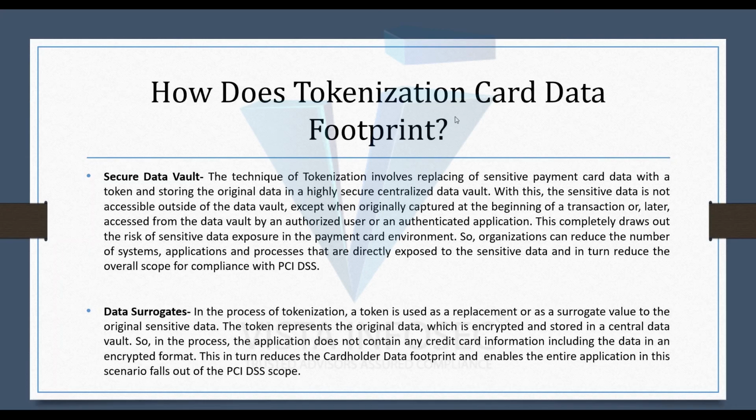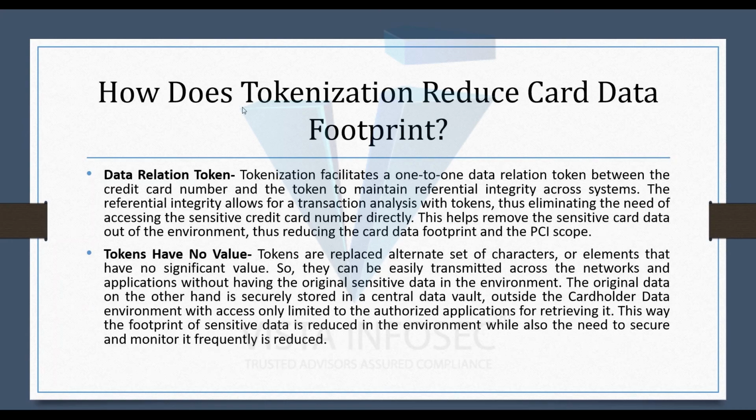And whatever is there as surrogate data falls outside of PCI DSS scope. There is a relational token that is there. Tokenization facilitates a one-to-one data relation token between the credit card number and the token to maintain referential integrity across platforms. The referential integrity allows for transaction analysis on tokens, thus eliminating the need for accessing the sensitive card number directly. This helps remove the sensitive card data out of the environment, thus reducing the card data footprint and the PCI scope.